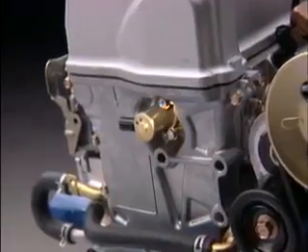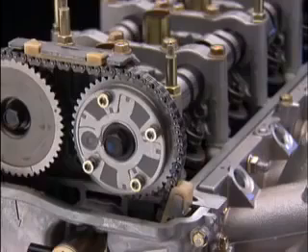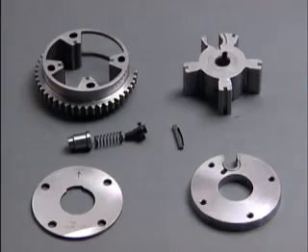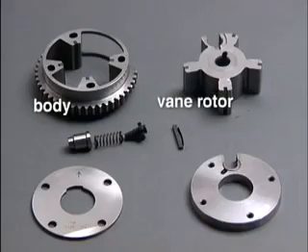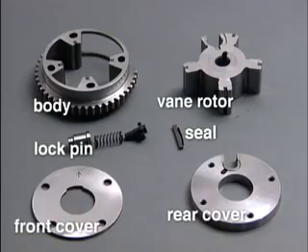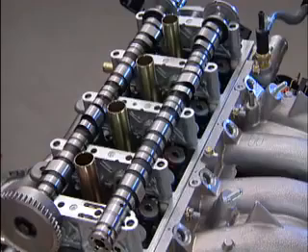The VTC consists of the VTC oil control valve installed in the cylinder head and a hydraulically controlled VTC actuator mounted on the end of the intake camshaft. The VTC actuator includes a body, a vane-type rotor that indexes to the camshaft, chamber seals, a lock pin assembly, and front and rear covers. A special VTC camshaft with extra oil passages directs oil pressure to the actuator.